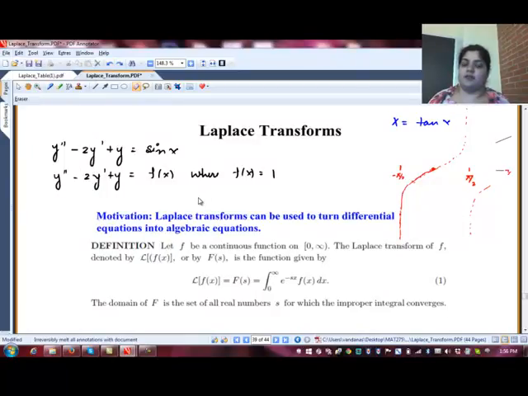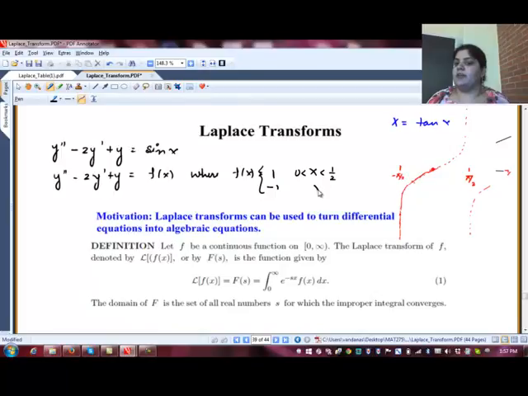Okay, so f(x) is 1 when x is in the interval 0 to say 1/2, and f(x) takes the value -1 when x is bigger than 1/2 and less than 1. So now the f(x) function is changing its value in this interval. Do we know any method by which we can solve this differential equation? Can we solve this with the method of undetermined coefficients or variation of parameters?